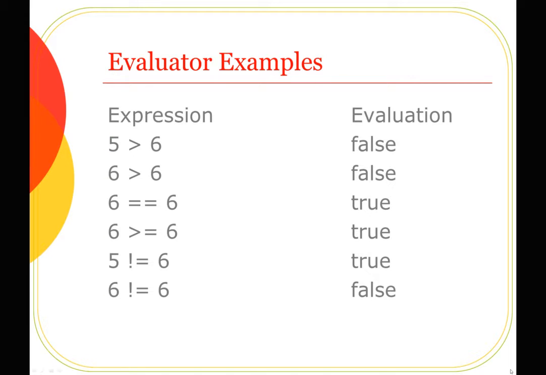So here are some examples of evaluators. 5 is greater than 6. Well, that's false. You've probably done some of this in maybe 4th or 5th grade math. 6 is greater than 6. Well, that's also false. How about 6 is equal to 6? Yes, that's true. 6 is greater than or equal to 6? That's true. 5 is not equal to 6. That's true. And 6 is not equal to 6? No, 6 is equal to 6.